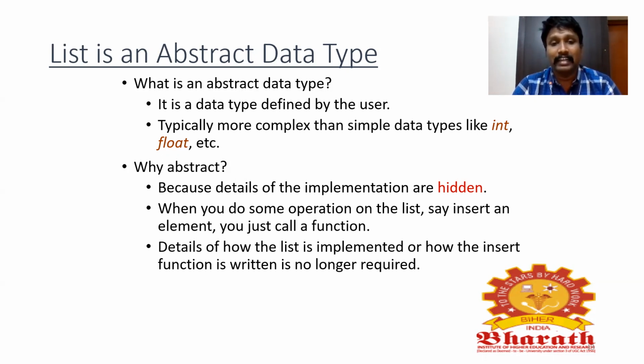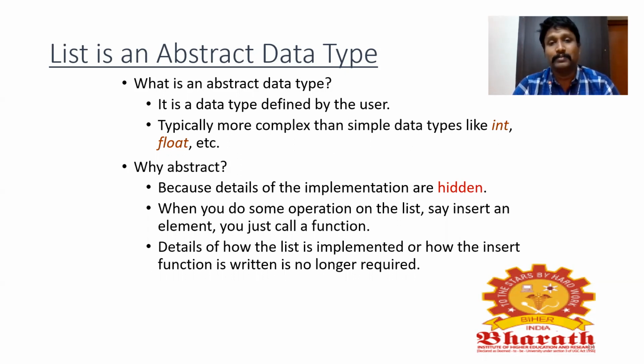Say inserting an element, we'll just call the function. Which function will be called? The insert function will be called. But you don't know how it is implemented. It is hidden. You will simply get the result. Details of how the list is implemented or how the insert function is written are no longer required. That is an abstract data type. So this is called abstract.